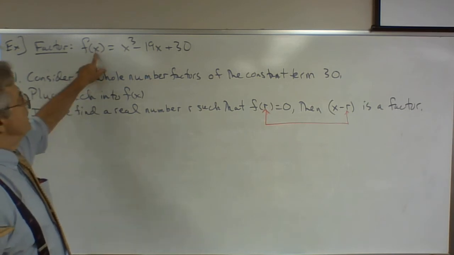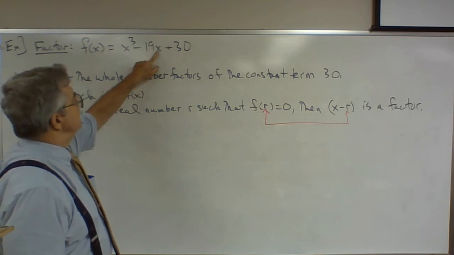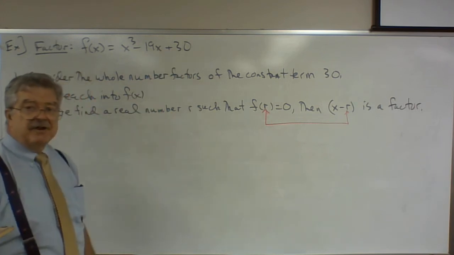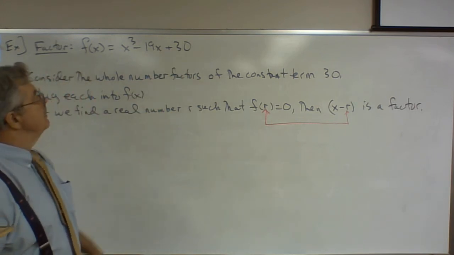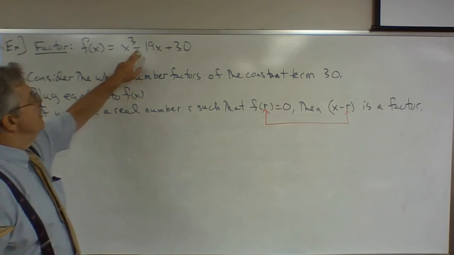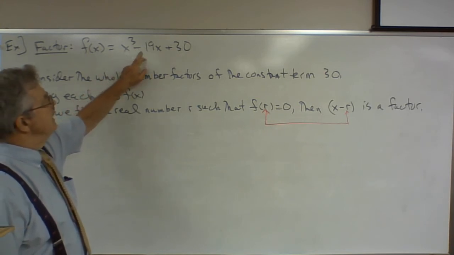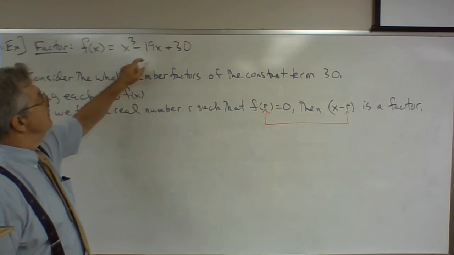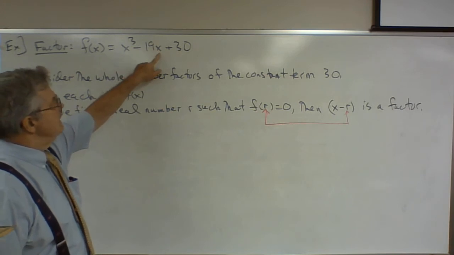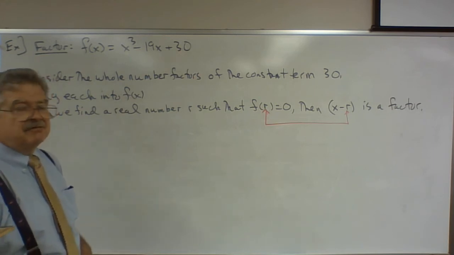So, well, let's try 1. 1 minus 19 is negative 18. Plus 30 is 12. No, that's not 0. Try negative 1. Negative 1 cubed is negative 1. Minus 19 times a negative 1, so that's negative 1 plus 19 is 18. Plus 30 is 48. No, we don't get 0 with plus 1 or minus 1.